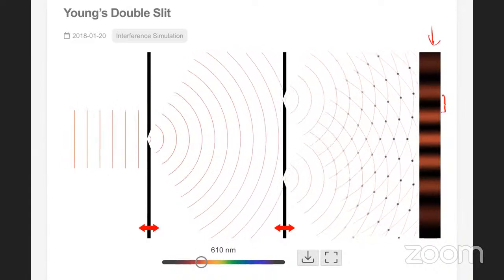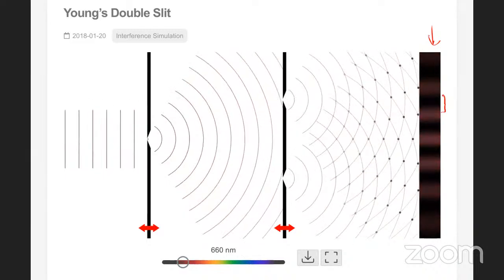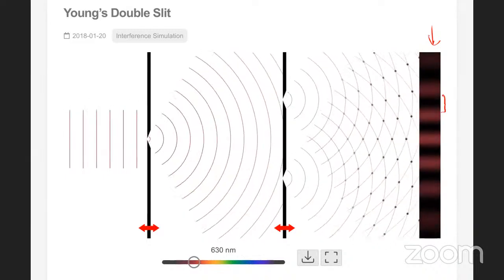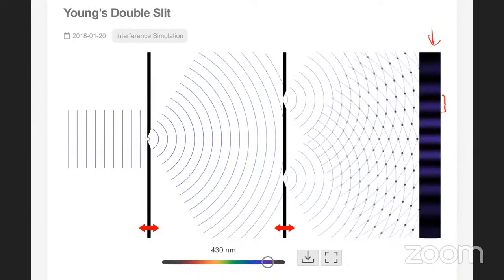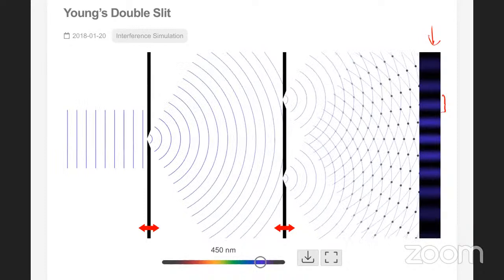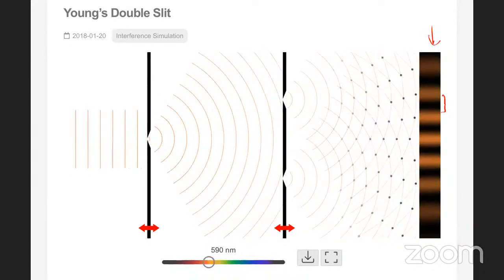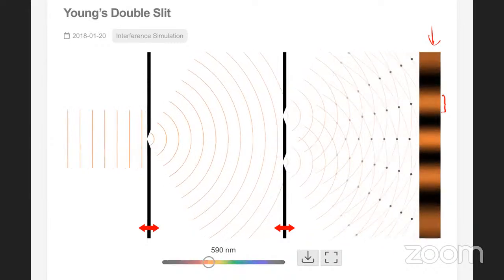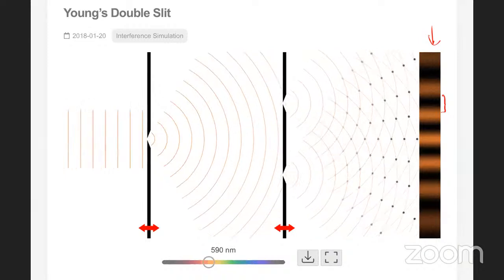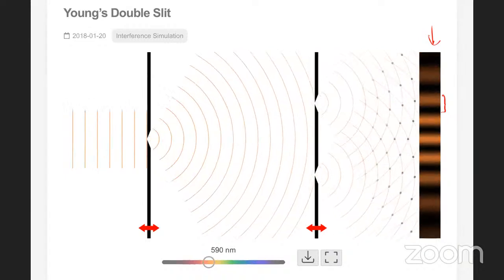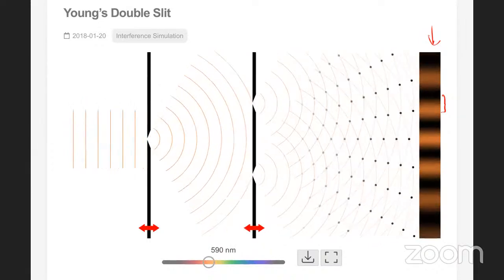Okay, so watch it again. I'm making the wavelength bigger. Notice the space getting bigger, right? I'm going to make the wavelength smaller. Look how much smaller the space is getting. So wavelength affects it, the space between the slits affects it, and how close the double slit is to the screen. You see, all those things affect it.